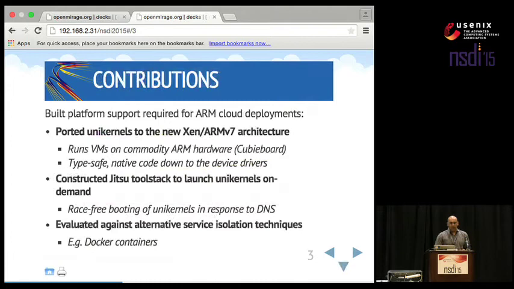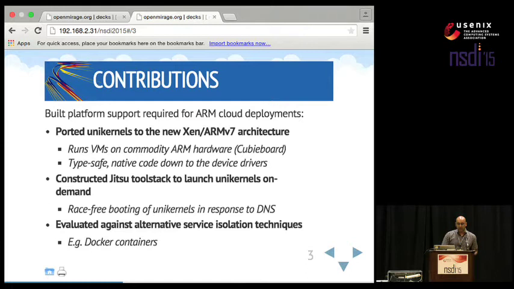So the contributions of the work here are that we've taken all of this work in Unikernels and we ported them to ARM-based infrastructures that run all over our physical environments. So we ported Unikernels to Xen ARM 7. So this is a new architecture in the Xen hypervisor, which formerly only really supported x86. And in addition to maintaining the ARM port, we've also ensured that all of the Unikernels built using our prototype are type safe all the way down to the device drivers. So we built the code up from the device drivers all the way up to the protocol stacks and ensured that down to the shared memory layer at Xen, there's no non-bounds-checked memory. So we're trying to maintain that invariant through all of our benchmarks and evaluations.